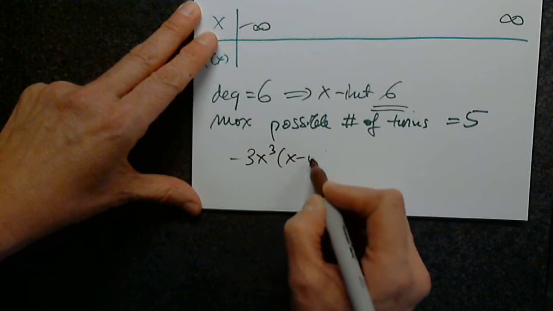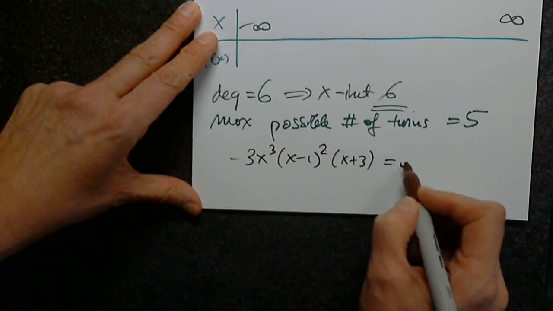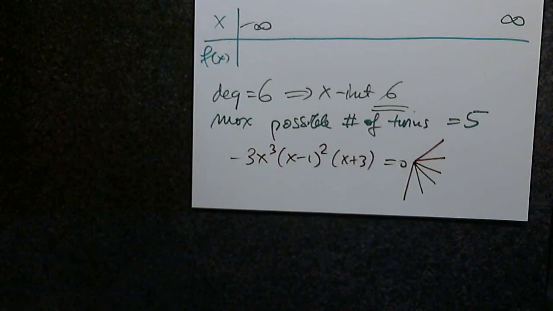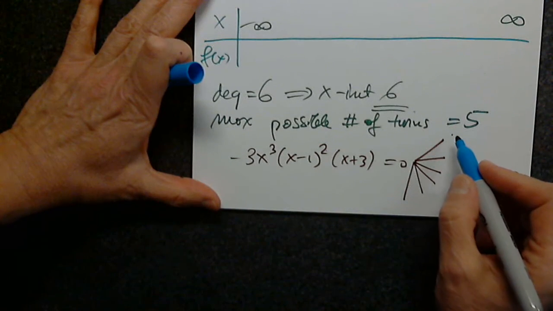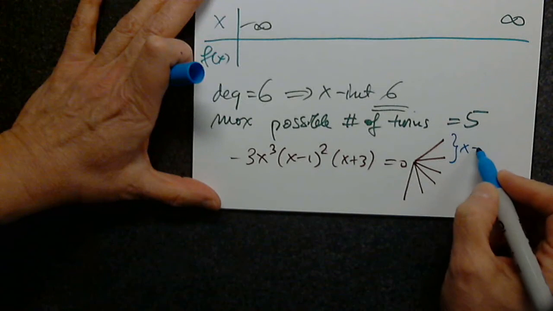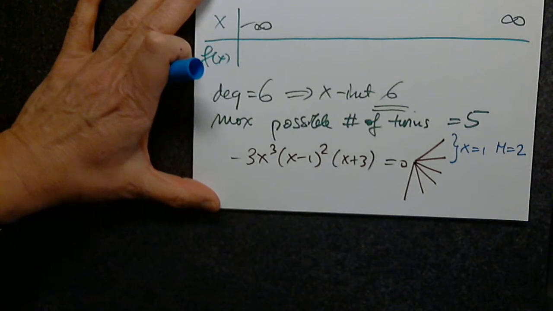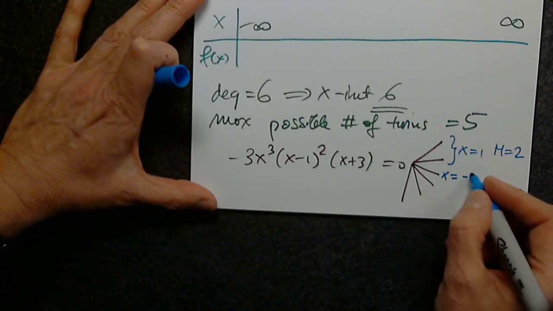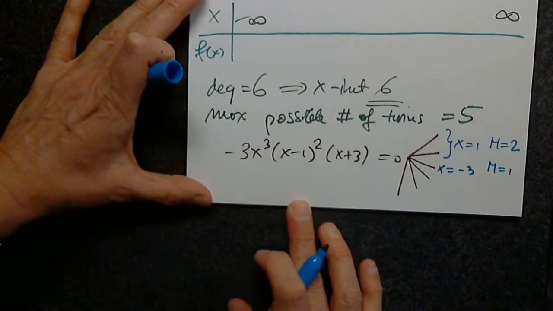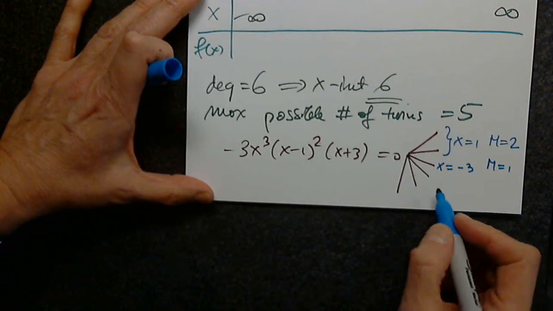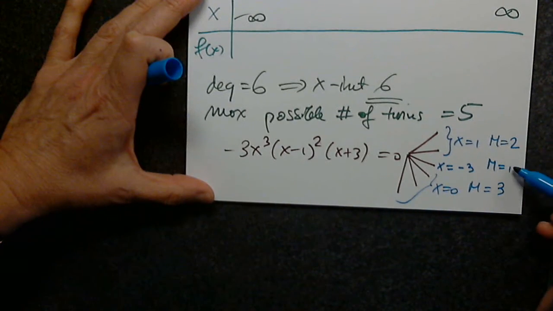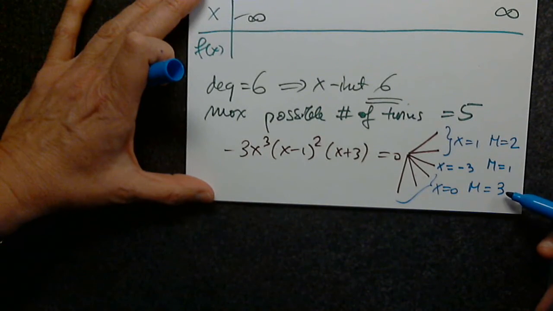-3 x cubed, x minus 1 squared, x plus 3 equals 0. 1, 2, 3, 4, 5, 6. Which one? x equals 1. How many times? Twice. Multiplicity 2. Perfect. Say it again. -3, multiplicity 1. x equals 0, multiplicity 3. Is this 2 plus 1 plus 3 the same as the degree? It has to be. Correct.